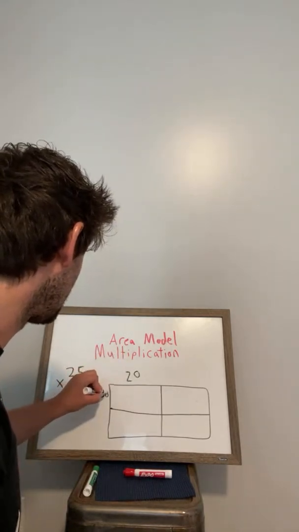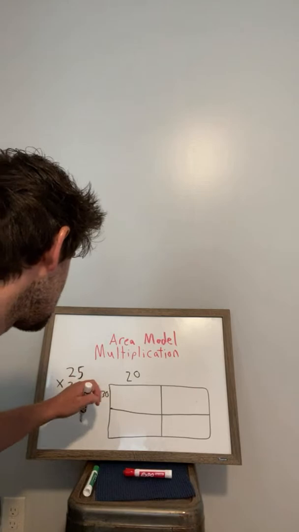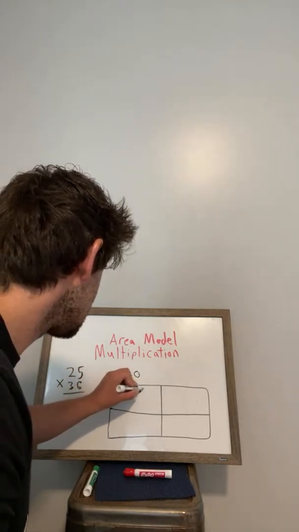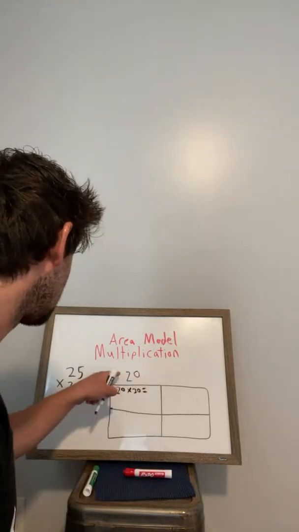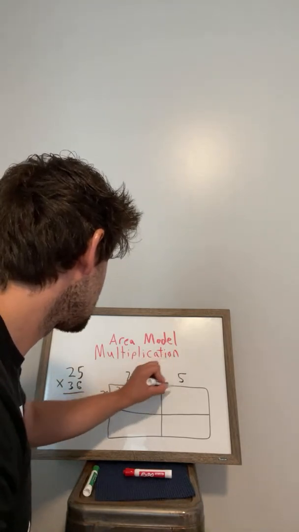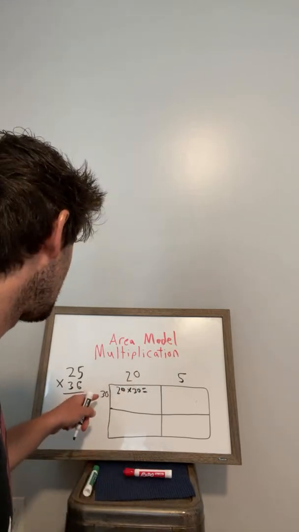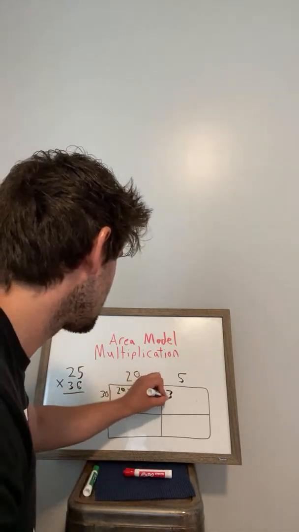First box, you multiply the value in both the tens places. So a 2 and a 3 in the tens place. So 20 times 30 is what you multiply together in this first box here. In this box, it's tens place and ones place, so 20 times 5. Then tens place and ones place, so 30 times 5.